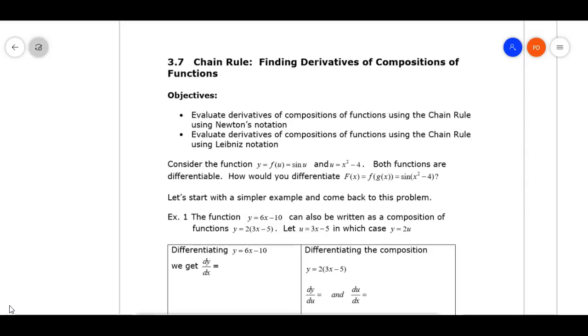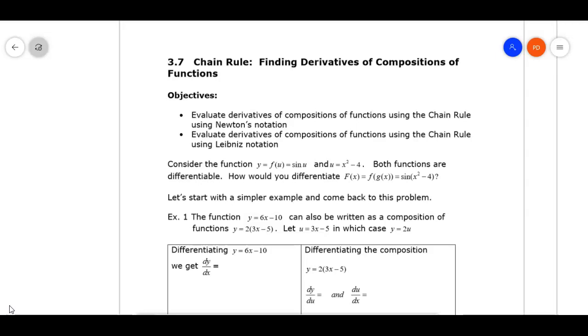Today we're going to start talking about the chain rule for taking derivatives. This is in section 3.7 of our text, but sometimes functions aren't simply functions. Sometimes they're functions inside of other functions. And this will help us find the derivatives of those.